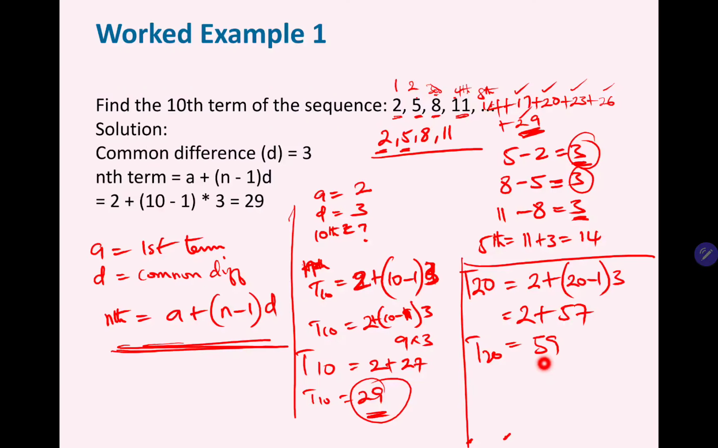Okay, before we continue, let's look at one more example. Supposing I just opened a blank screen to help us do another example. Supposing we are given a sequence. The first term is 3. The second term is 7. The third term is 11. What kind of sequence is this?